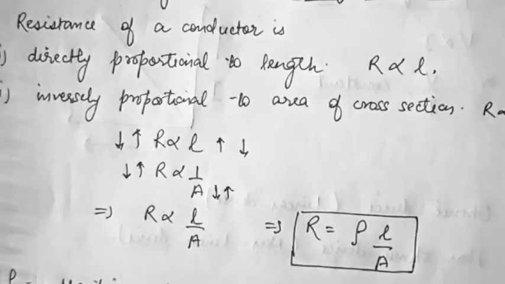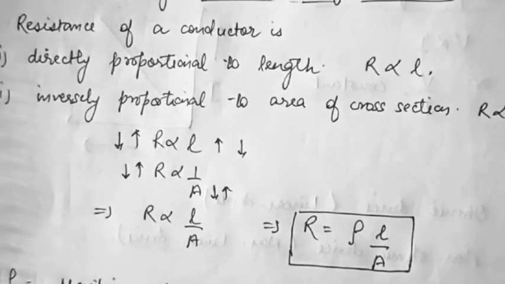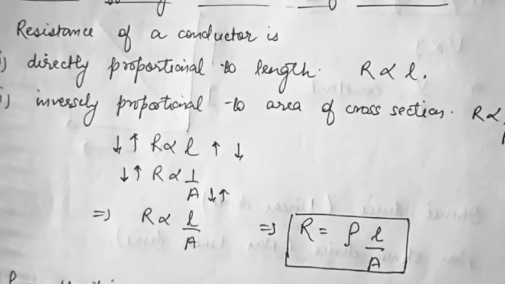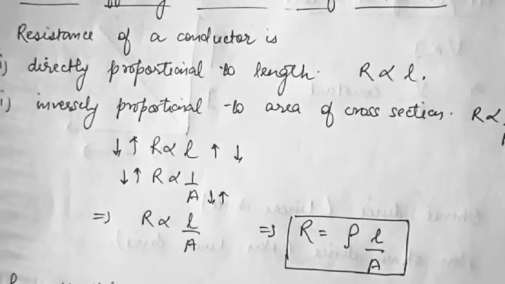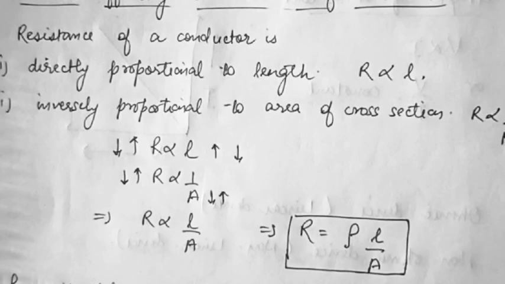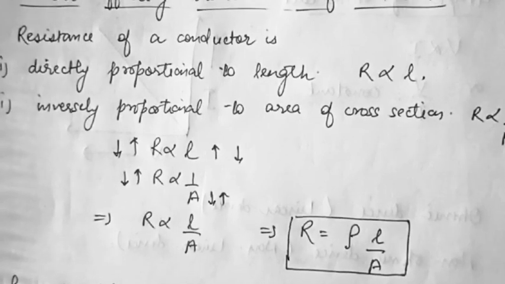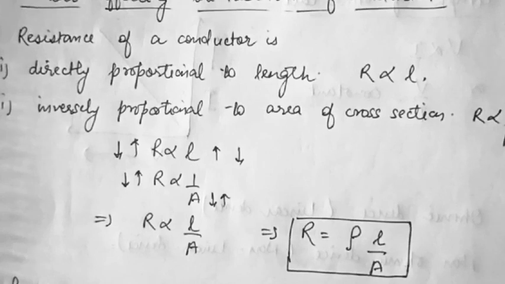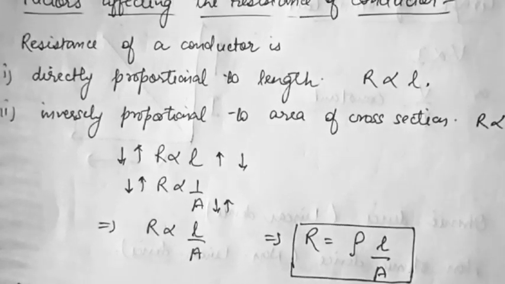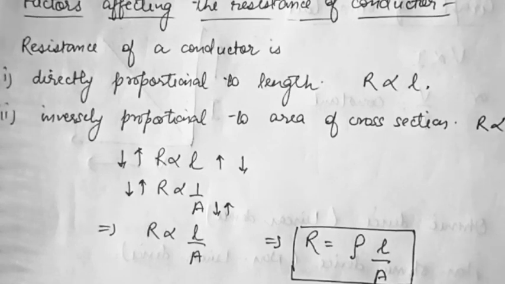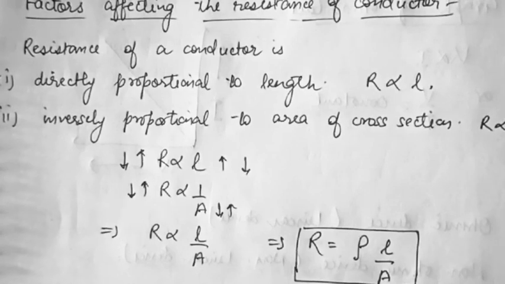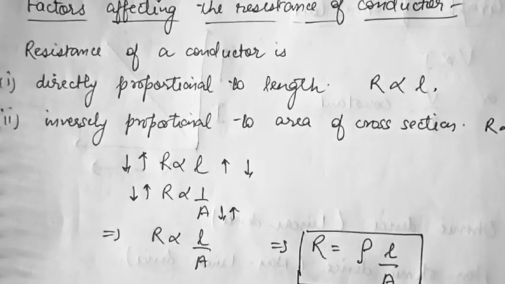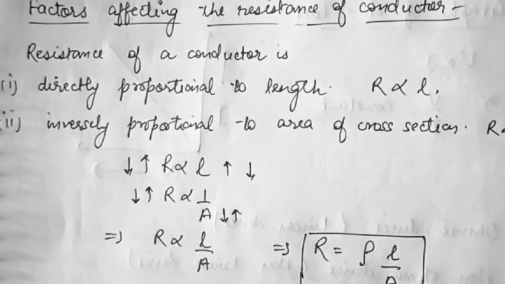For example, suppose there are two pipes. One pipe is with lower cross section area and one pipe is with larger cross section area. If the same amount of water is to be flown through both the pipes, what will happen? In the pipe with lower cross section area, the pressure inside the water will increase, whereas in the pipe with higher cross section area, the pressure will be decreased, or you can say the flow of water there is decreased. Similarly, if the cross section area is decreased, then the resistance offered by that material is increased.